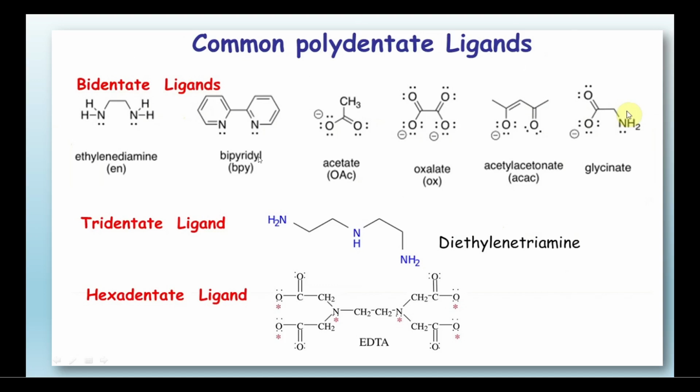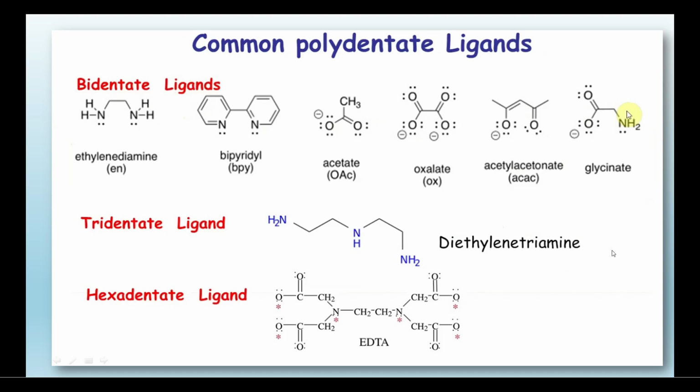We can now observe the bidentate ligands. These contain 2 donor atoms, for example ethylene diamine, which we can specifically represent as En. Here also bipyridyl, BPY, acetate, oxalate, acetyl acetonate, ACAC, and glycinate. These are some of the examples of bidentate ligands.